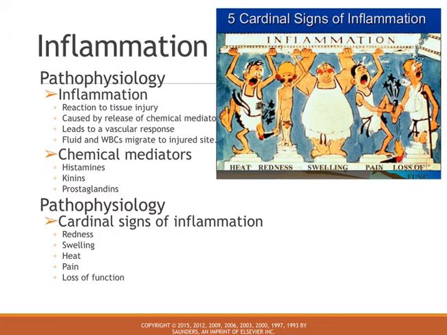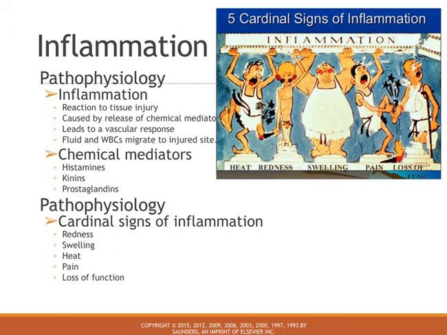There are some cardinal signs of inflammation, and you should know these. They are redness, swelling, heat, pain, and loss of function. Redness occurs in the first phase of inflammation. What happens is blood accumulates in the area of tissue injury because of the body's release of chemical mediators. Those are those kinins, prostaglandins, and histamine.